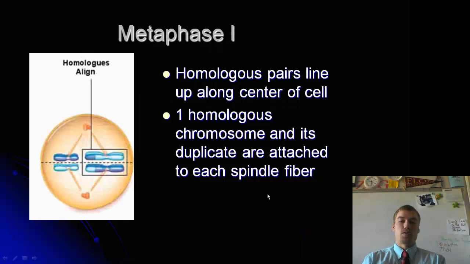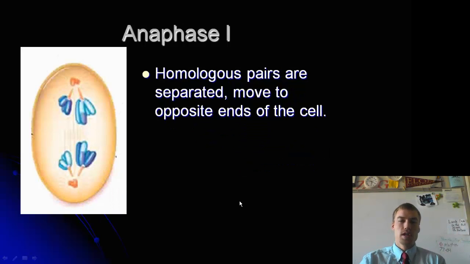So metaphase I, the homologous pairs line up along the center of the cell. Remember, in mitosis metaphase, the sister chromatids would have all lined up along the middle of the cell, right next to one another, and then the centromeres would have broken apart. Here, the centromeres are actually going to stay intact, and we're just going to have the pairs move away from one another during anaphase I. Okay, so the homologous pairs are going to be separated, moving to the opposite ends of the cell.